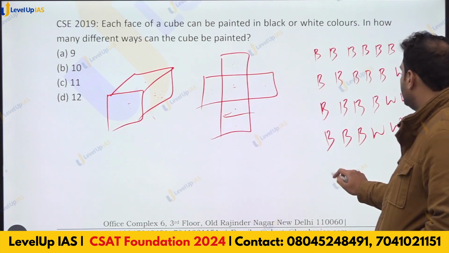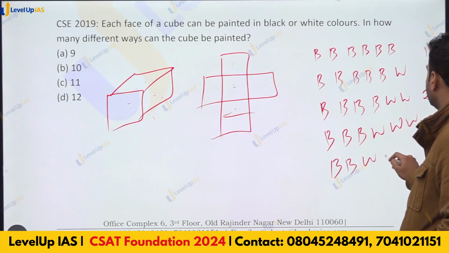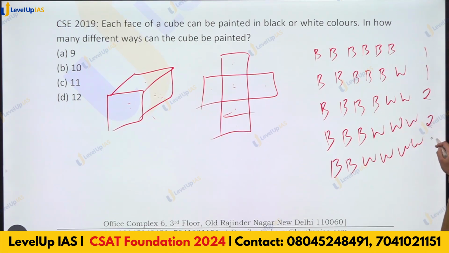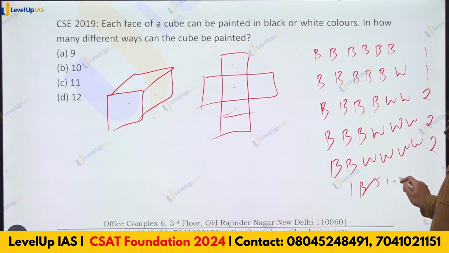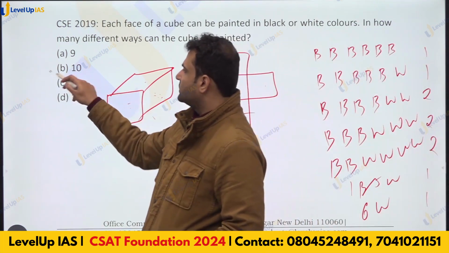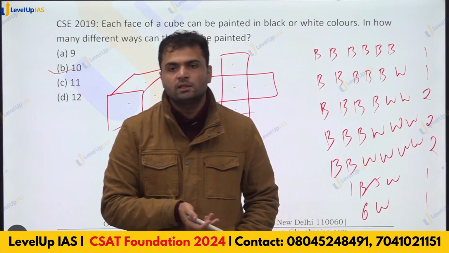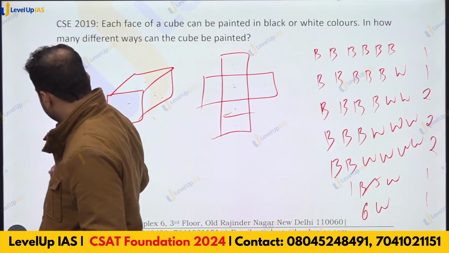And similarly we can have 2 black, 4 white. It is the same case as this. Then 1 black, 5 white, and 6 white. How many cases? 6 plus 4, we have 10 cases. We just have to count methodically in this case. I think this was the last question.